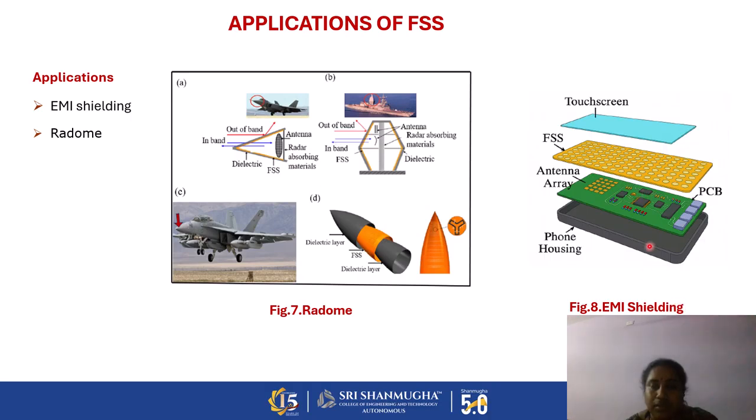For example, here I consider our mobile phone. First, this is the phone housing, and under the phone, under the mobile part, we are fixing the antenna array. The antenna array is based on the element structures and based on the frequency ranges. And then this is the PCB structure we are using for mobile phones. And then these are the FSS elements. And next one, this is the touch screen.